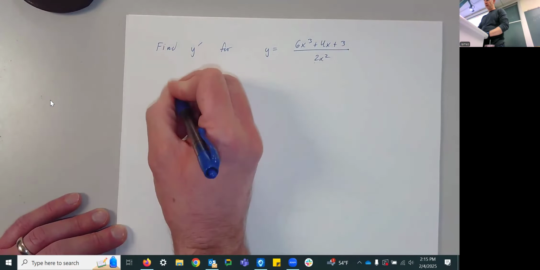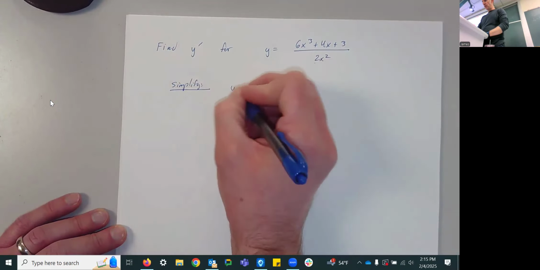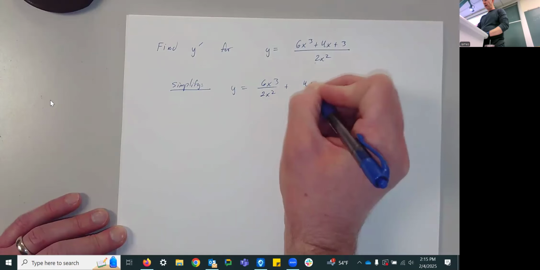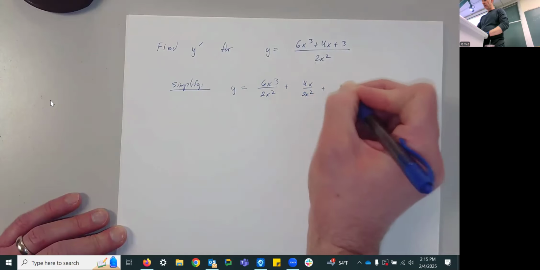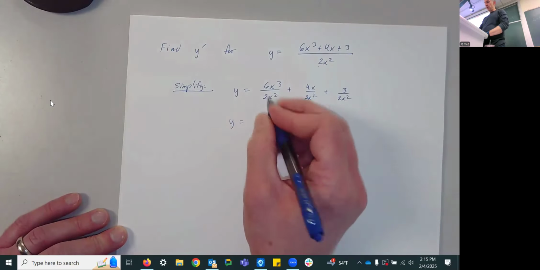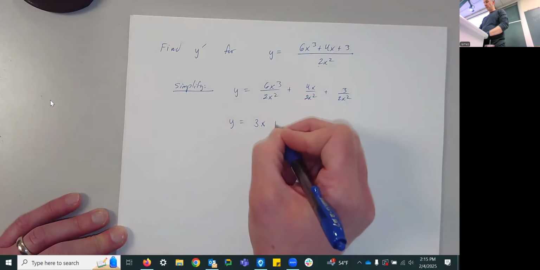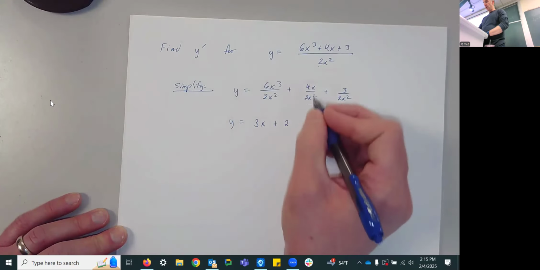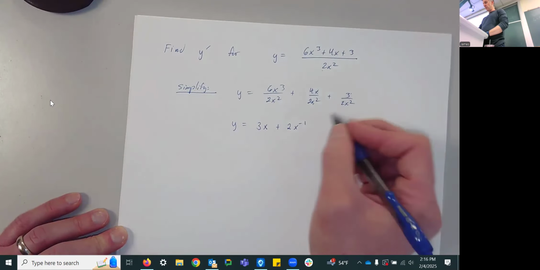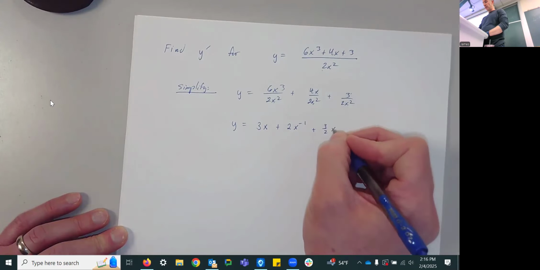So here we're going to simplify first and say, okay, y is equal to 6x cubed divided by 2x squared plus 4x divided by 2x squared plus 3 divided by 2x squared. We're going to rewrite it again. That's going to be 6 divided by 2 is 3. X cubed divided by x squared is x. 4 divided by 2 is 2. X divided by x squared is x to the negative first. 3 divided by 2, you can't do anything about that, just 3 halves. But dividing by x squared is like multiplying by x to the negative 2.